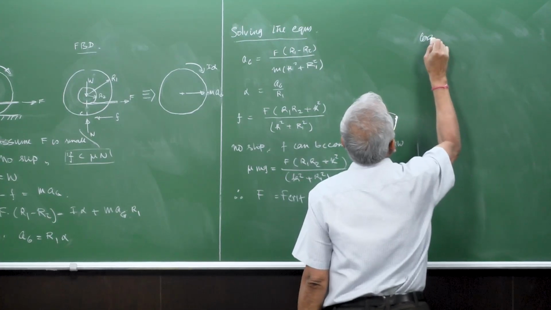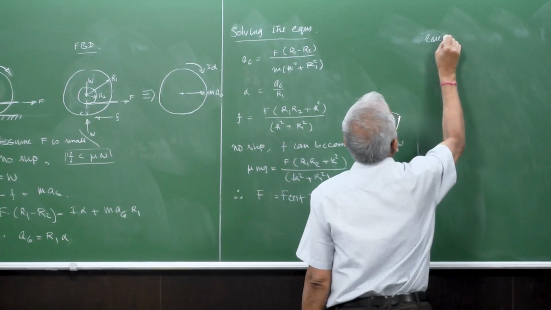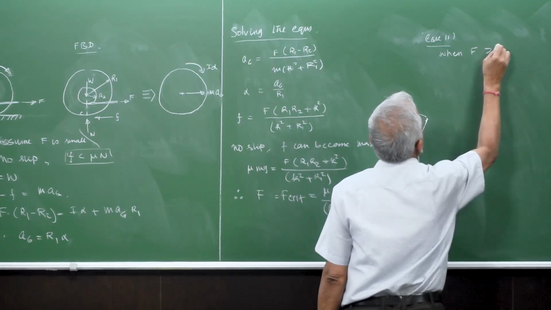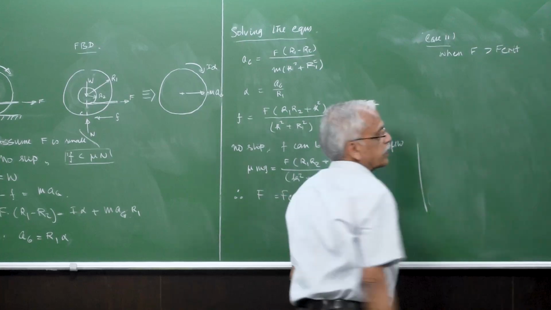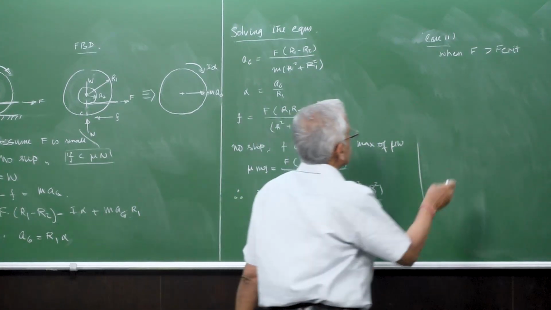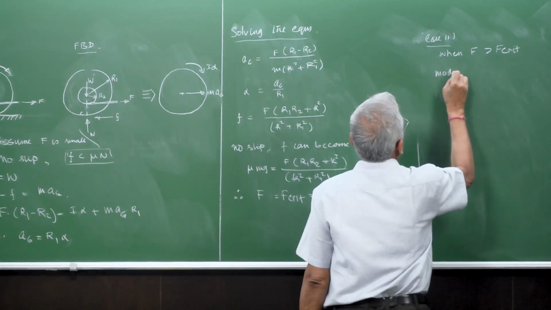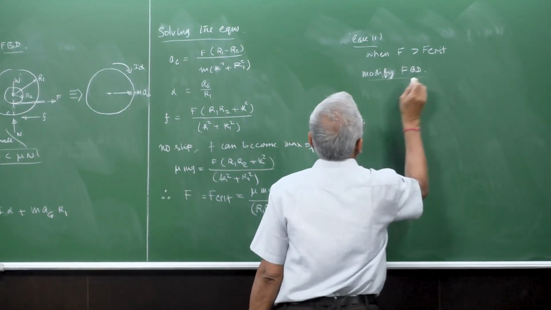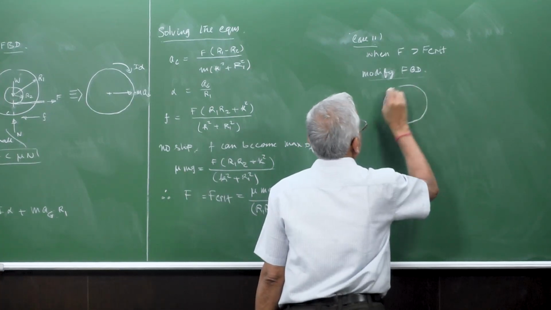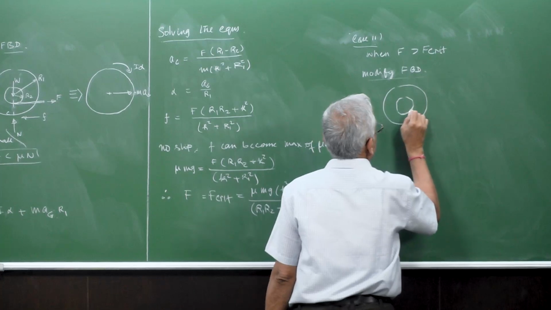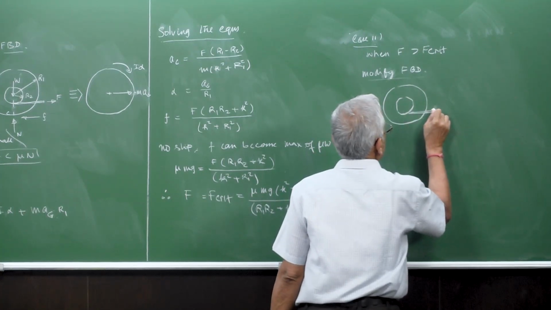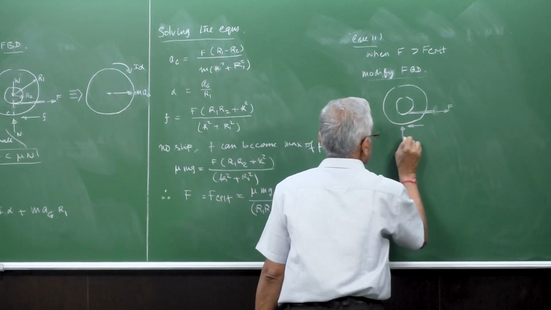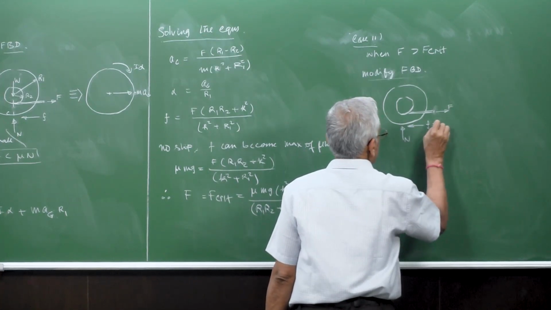So the case 2, when applied force is greater than this critical value, then we have to modify the free body diagram, just like last time we did. So F is equal to mu mg.